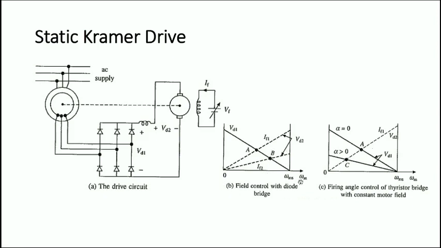So here you can see in this figure, first go to B. In figure B, it is showing the field control with diode bridge. This is IF1 and this is IF2, two field currents for different speeds, and this is the VD1. Actually, this is the VD2 for IF2 with variation in the field. IF1 and IF2 are constants here.